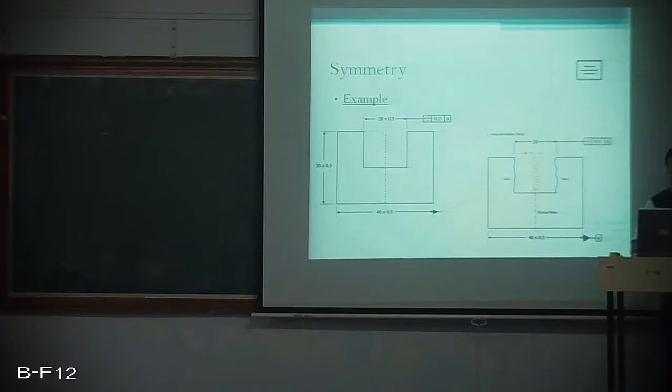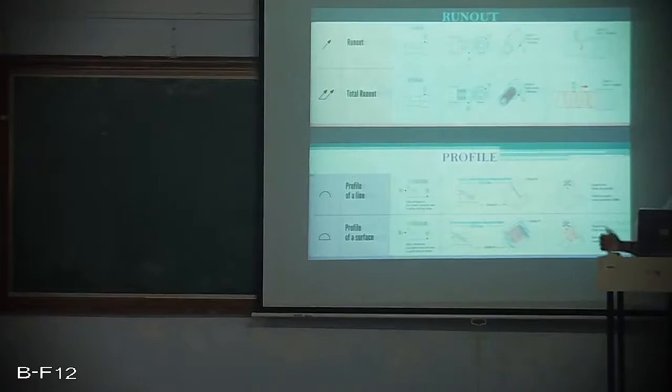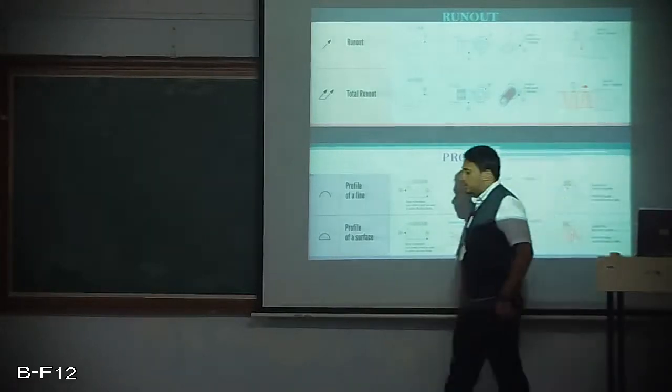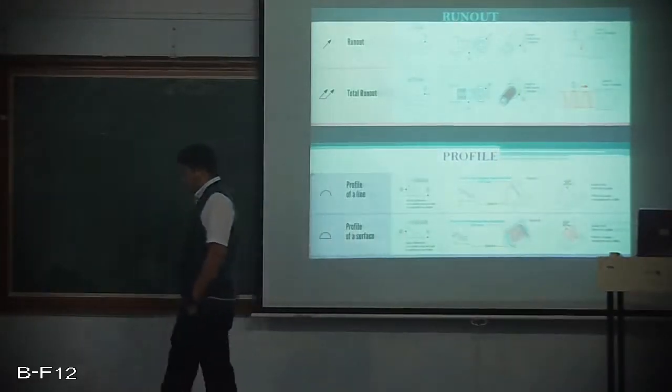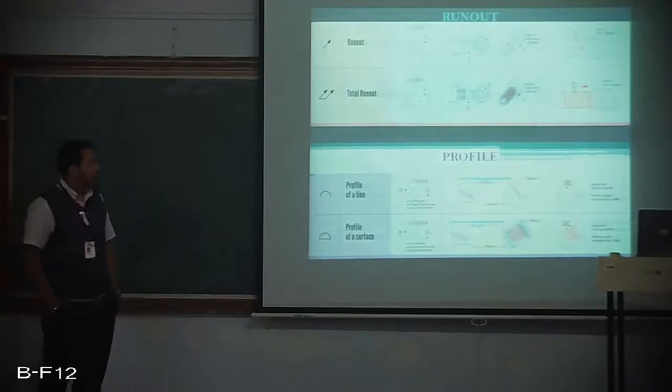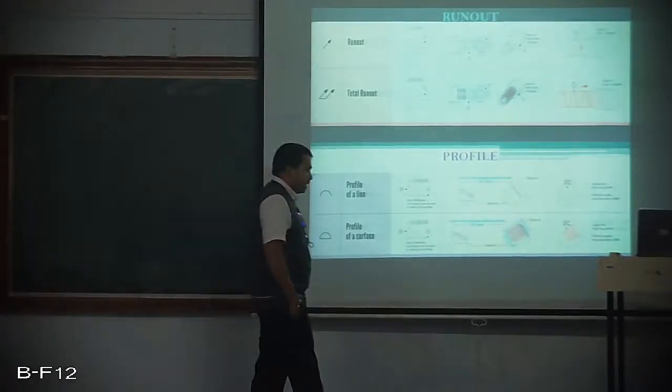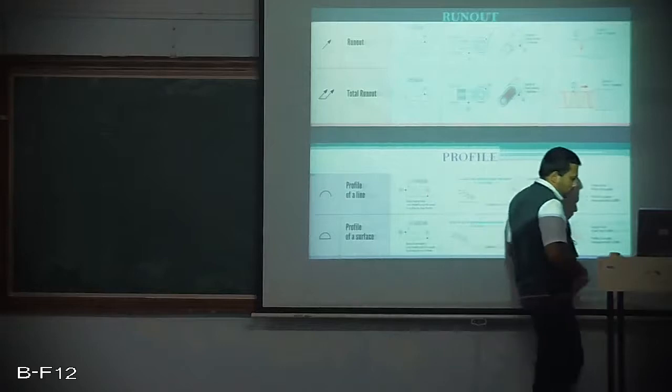The axis, this axis is controlled, these surfaces are controlled, that is represented by this. And then the last set of GD&T symbols are the runout and profile features. Runout and profile symbols.